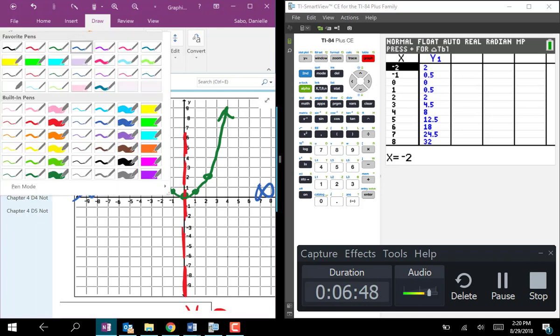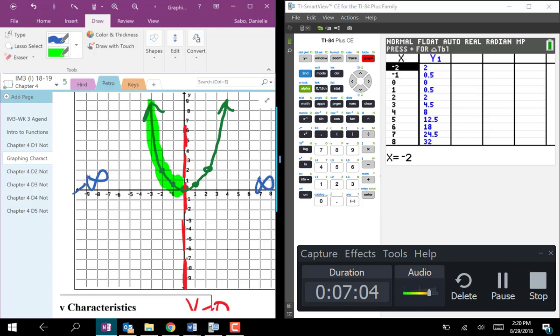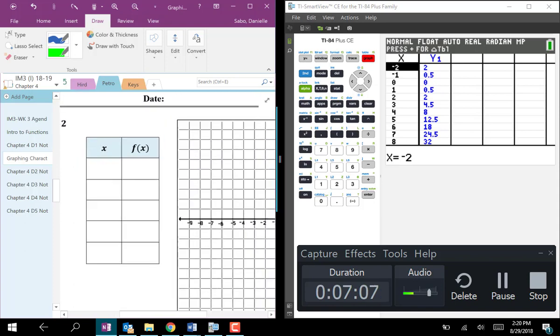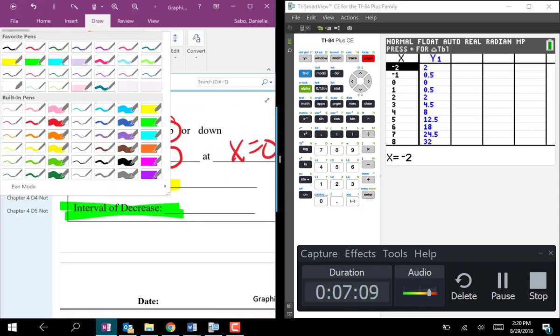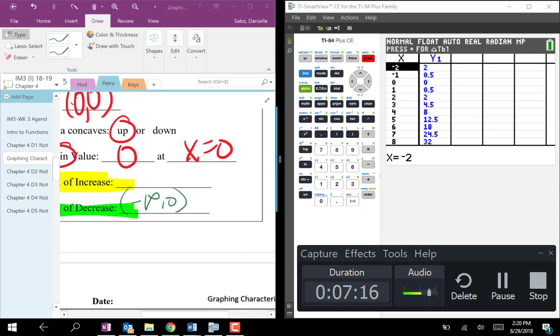Am I going to be increasing or decreasing first? Decreasing. So from left to right, I'm going to be decreasing. And when I go left to right, I go negative infinity to where the axis of symmetry is. What was the number for the axis of symmetry? 0. So negative infinity to 0 is where it's decreasing. But then it picks back up and it goes from 0 to infinity. So you start at negative and you end at positive.